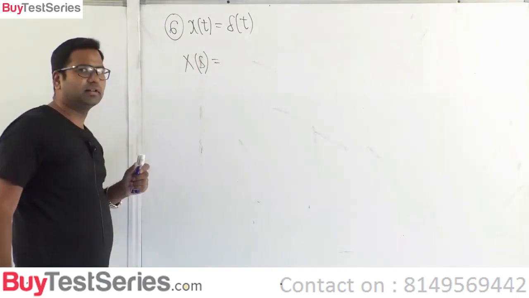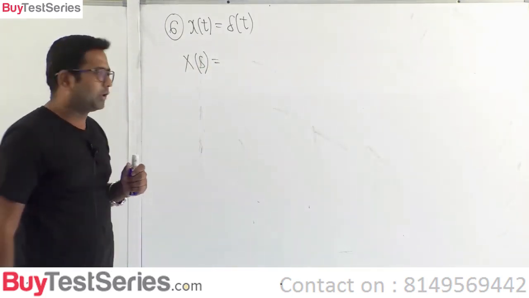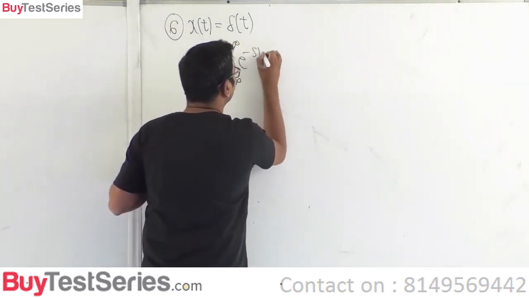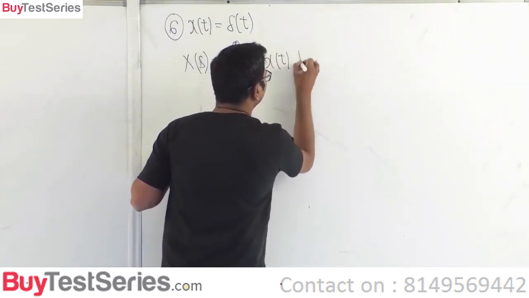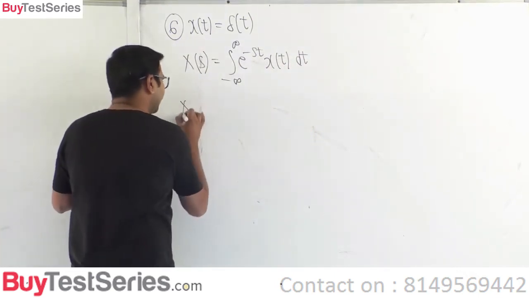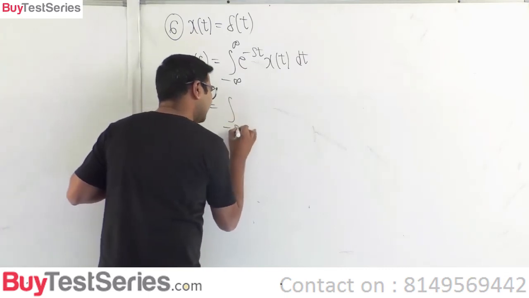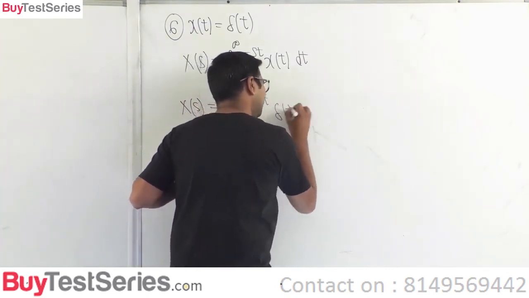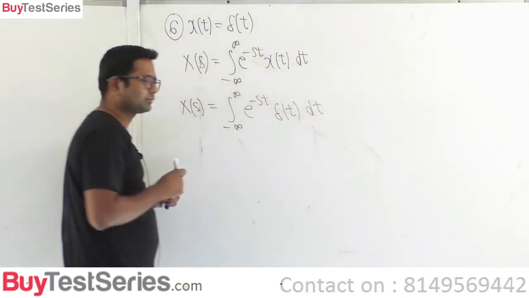So we will try to find the Laplace transform by using the definition of Laplace transform, which is the integration from minus infinity to infinity of e raised to minus st times x of t dt. Therefore, capital X of s will be the integration from minus infinity to infinity of e raised to minus st into delta t dt.